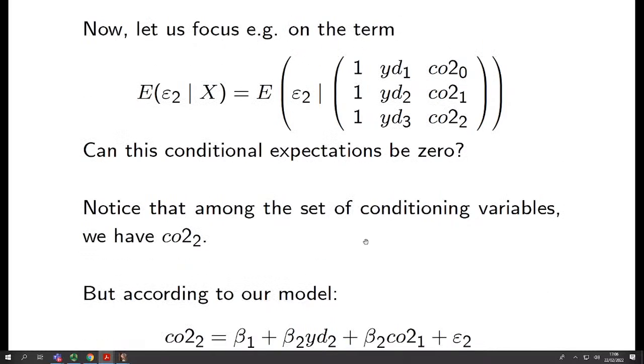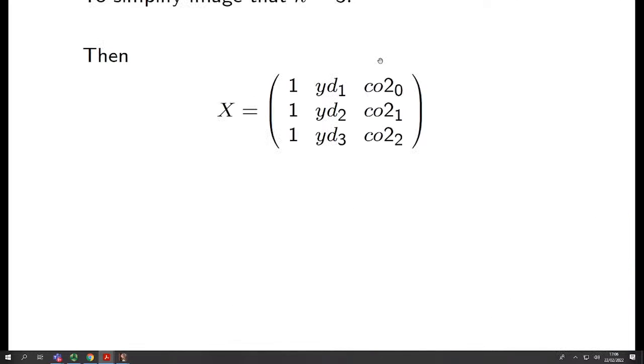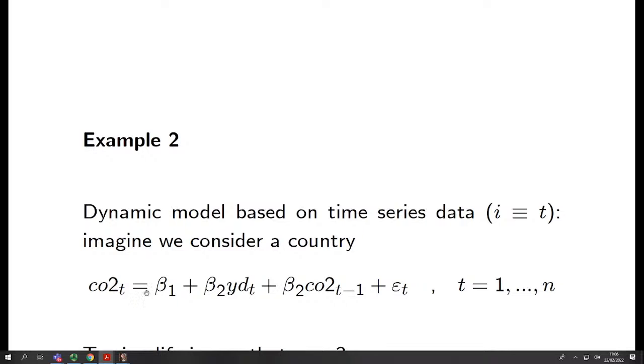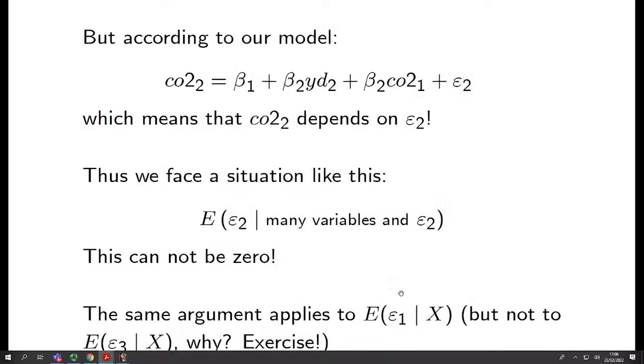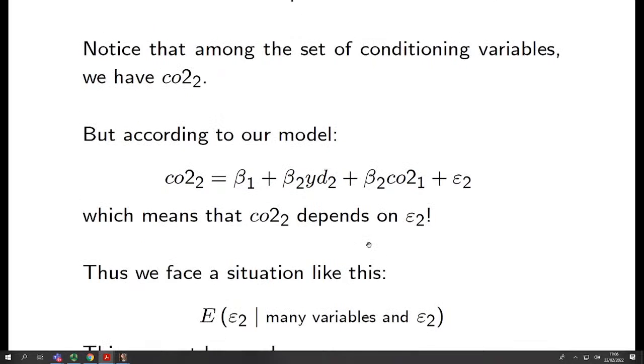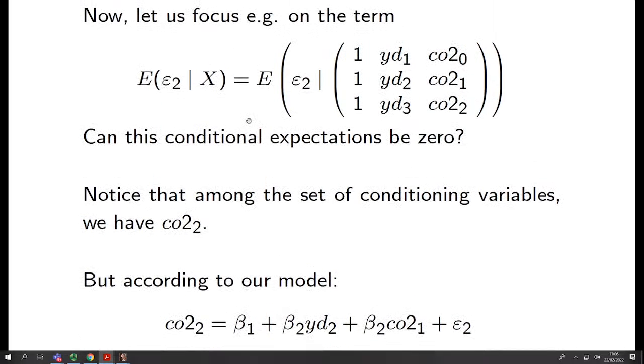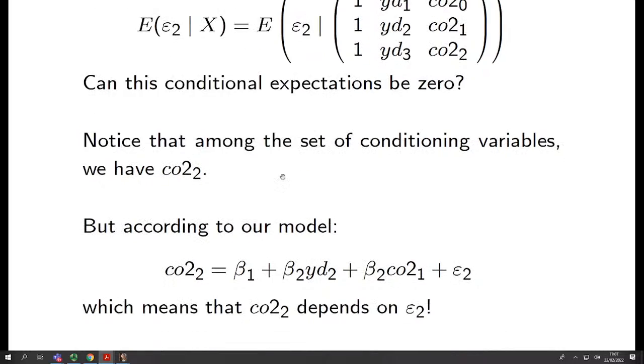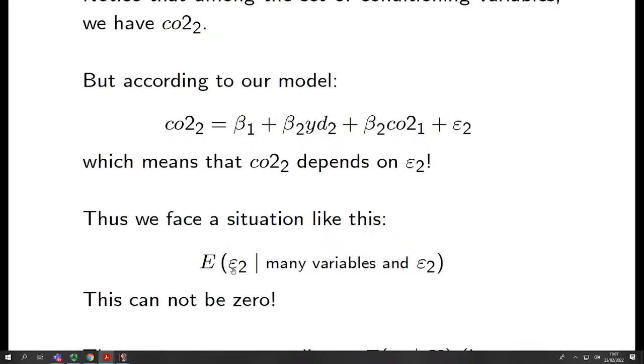I have not invented this model. This is my starting model, when t is equal to 2. And I am at the point now, because I have the expected value of epsilon 2 conditioning on some variables. Among these variables, I have CO2 emission at time 2, but CO2 emission at time 2 is a function of epsilon 2 itself. So I have the expected value of epsilon 2. This is written very well in this line here.